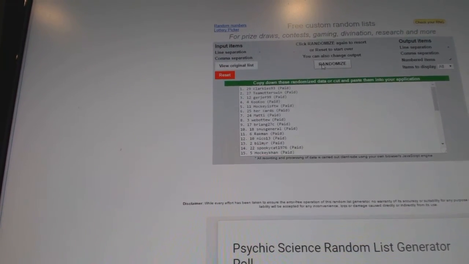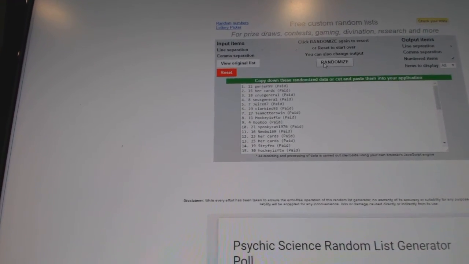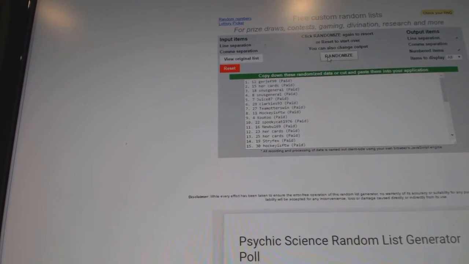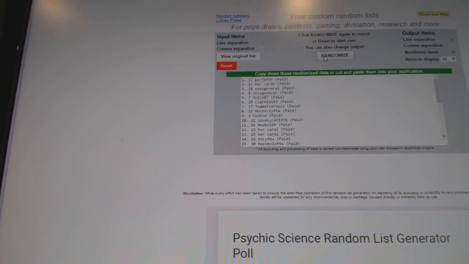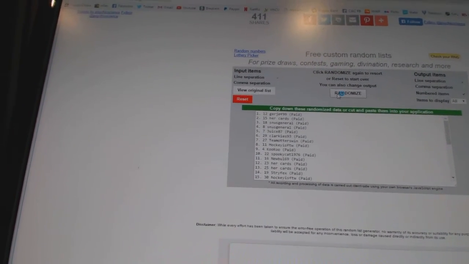And number two gets the unassigned insert. So one, two. And the monster spot goes to Gurjeff99. And the unassigned inserts goes to Her Cards. So there we go, boys and girls.